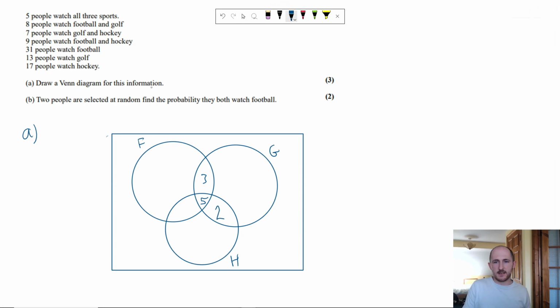So I actually like to tick these off as I go along. So we've done these 3. Next we're doing football and hockey, and it says 9 people. So there's already 5 from here, which means there's going to be another 4 here.